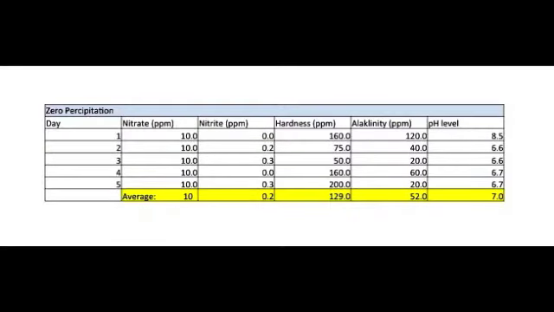When the precipitation was 0 centimeters, the average for nitrate was 10 parts per million, for nitrite 0.2 parts per million, hardness 129 parts per million, alkalinity 52 parts per million, and the pH level was 7.